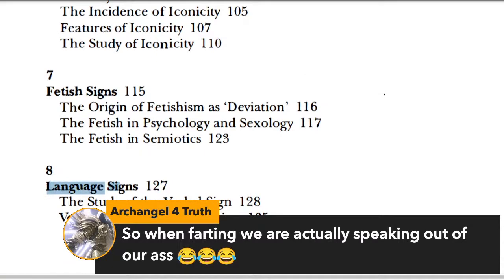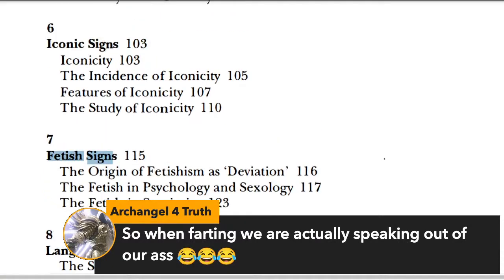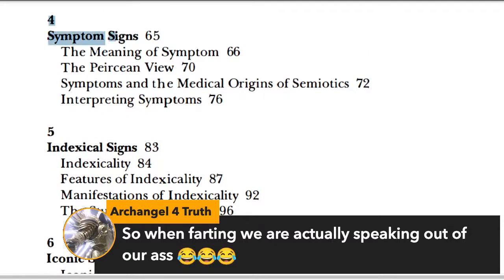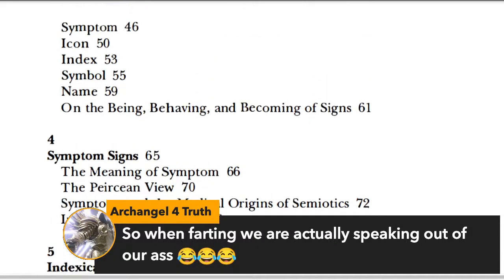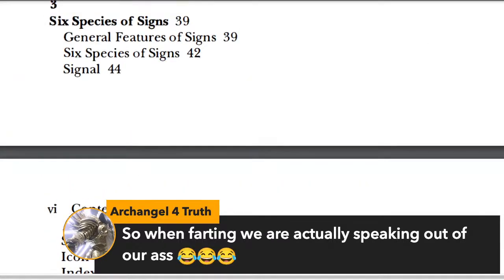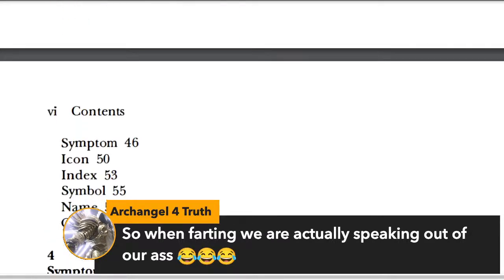Here's 8 for language, 7 for fetish signs, 6 for iconic signs, 5 for indexical signs, 4 for symptom signs. This gets into some medical stuff, so if anyone's interested in medical symptoms. And if you just want, I think we should just go over the general deep dive into the six species here. We go on this chapter here. Any preferences out there?